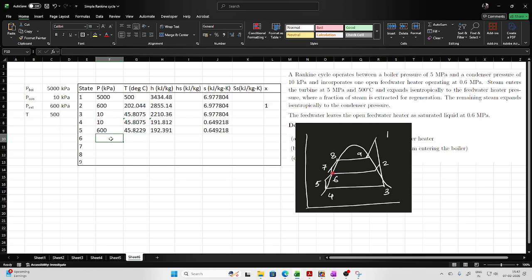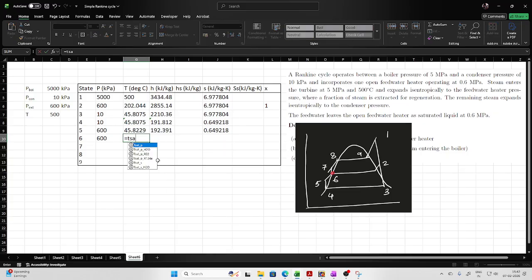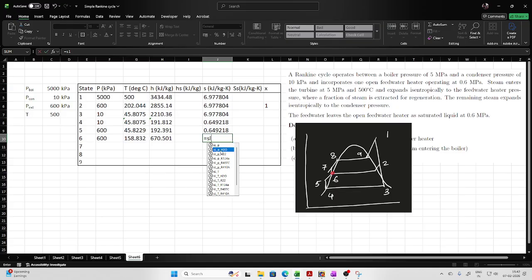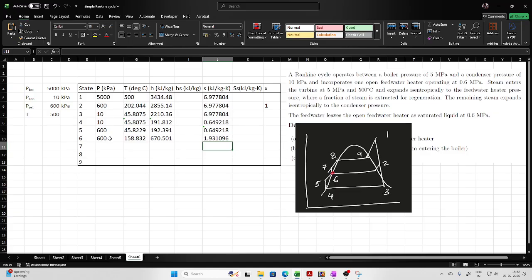So point number 6 should have again the same pressure as the extraction pressure. So this is the one, and this is saturated liquid. So this is saturation temperature based on pressure. This is the one. Then the enthalpy of saturated liquid based on the pressure, this one. Then comes the entropy of saturated liquid based on the pressure, and this one. So now this is point number 6.